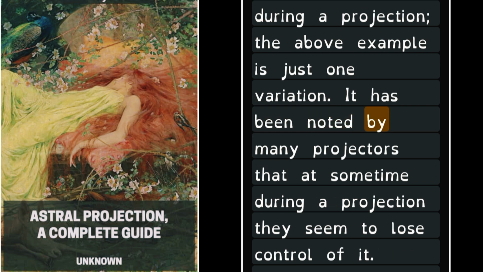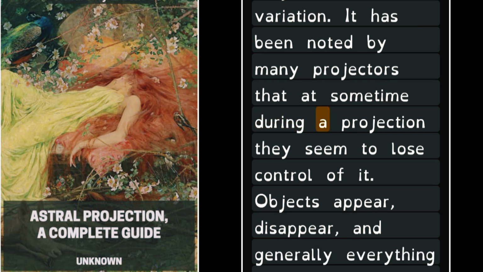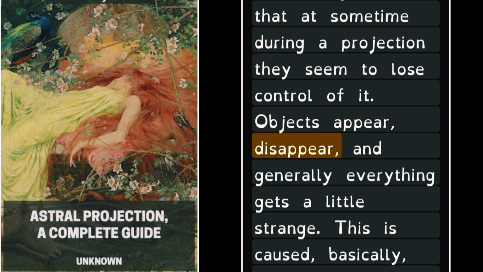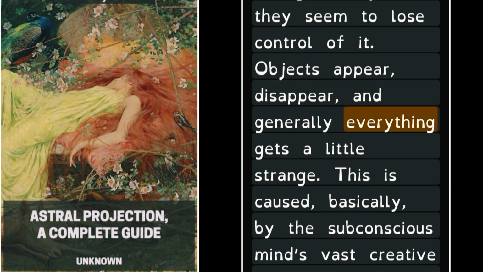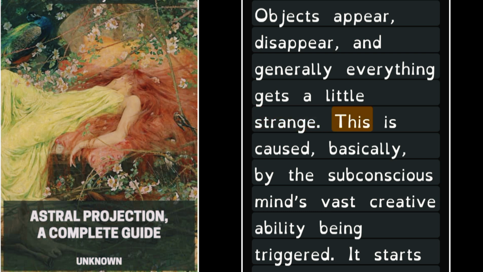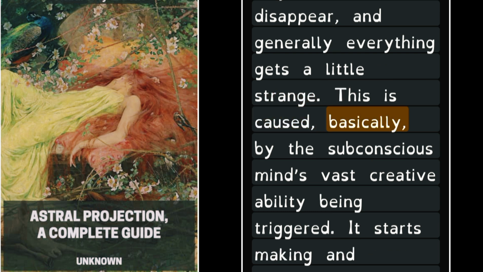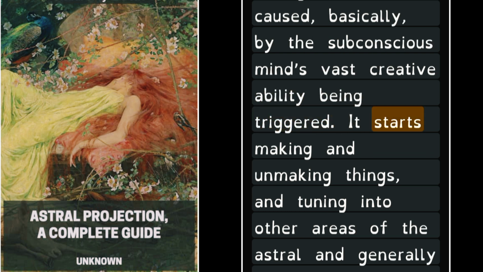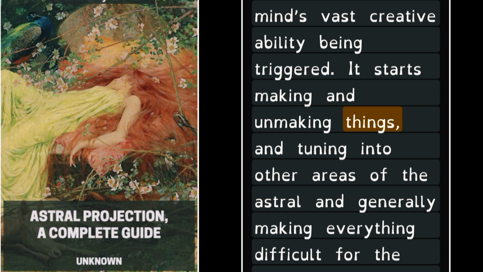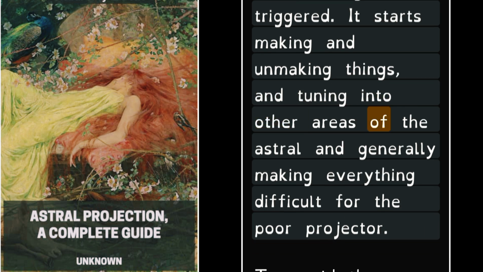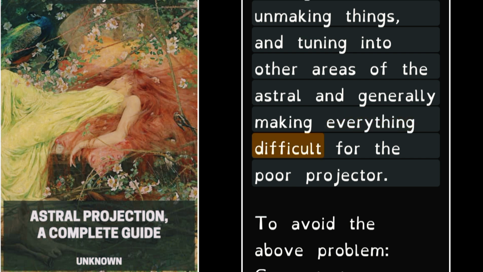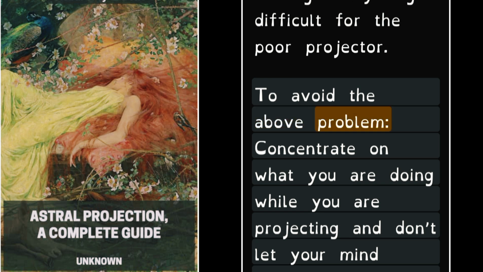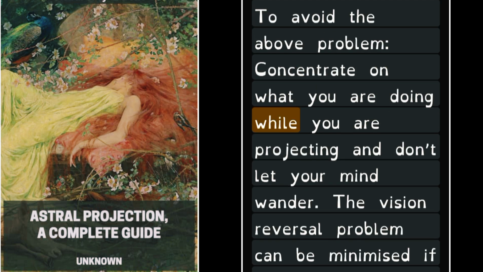It has been noted by many projectors that at some time during a projection, they seem to lose control of it. Objects appear, disappear, and generally everything gets a little strange. This is caused, basically, by the subconscious mind's vast creative ability being triggered. It starts making and unmaking things, and tuning into other areas of the astral, and generally making everything difficult for the poor projector.